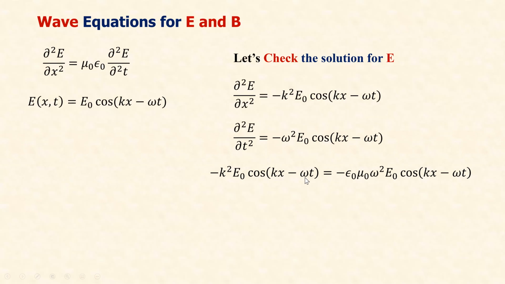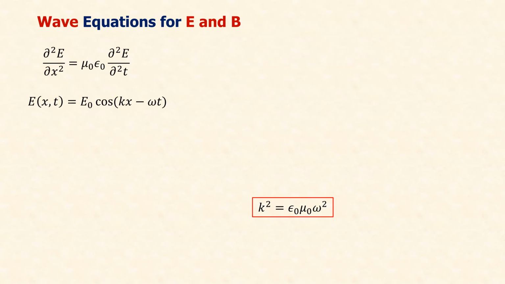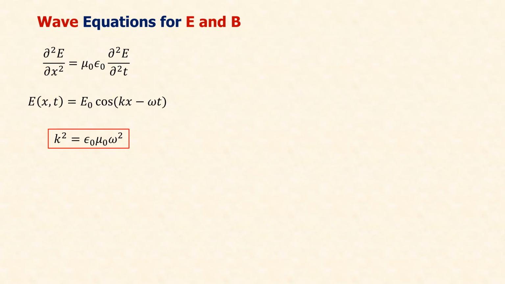And then you see cosine of kx minus omega t can be canceled, and the negative sign can be canceled. E naught can be canceled. So we get K squared is equal to epsilon naught mu naught omega squared. So this is what we get for the solution. In order for this function to be the solution, this equation should be satisfied. All right, so let's put that in here because that's a condition for these K and omega. They are related like this.